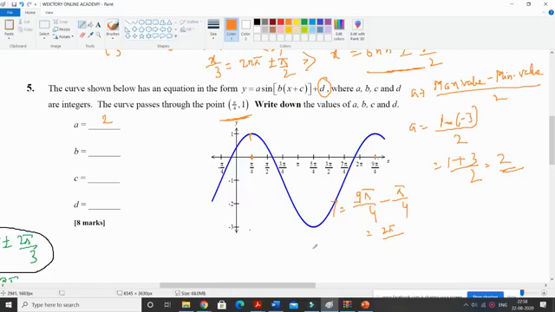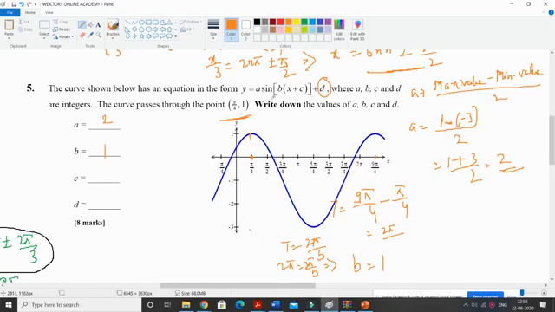Okay, and we know the formula period is also equal to 2 pi by b. So 2 pi equals 2 pi over b, which will give you b is equal to 1. So b is 1. C is the horizontal shift.